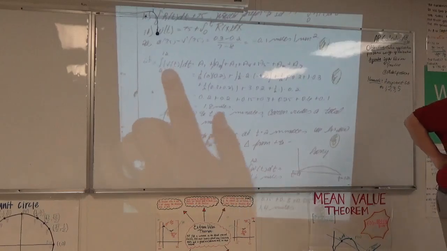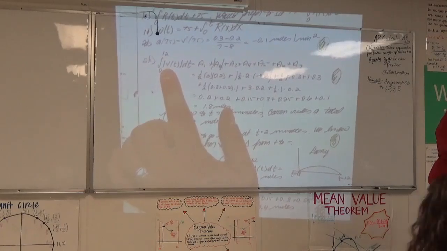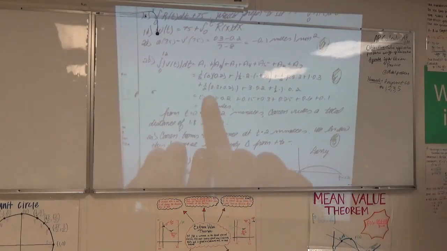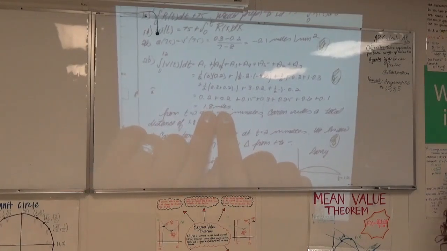Absolute value of velocity. We have a faster way to say it, which is speed. I'm asking you to find the definite integral of speed, which means anytime you had a negative area, it's going to become positive, and if all goes well, 1.8 miles is the answer.